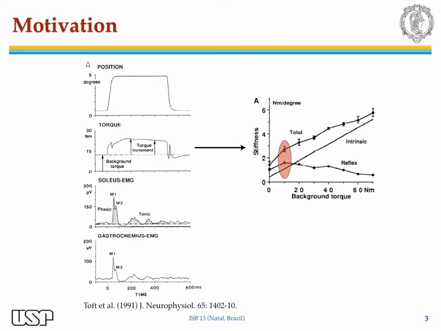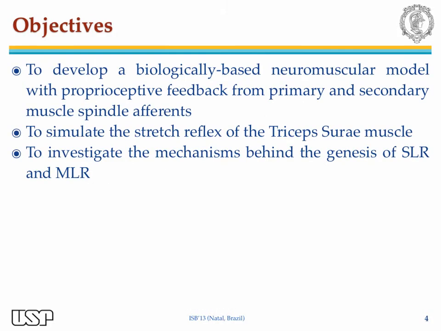The reason is that the stretch reflex is used by the neuromuscular system to regulate the joint stiffness. Specifically for the triceps surae muscle, the regulation of ankle joint stiffness is quite useful for motor tasks such as posture and locomotion. So, the first objective of this study was to develop a biologically based neuromuscular model with proprioceptive feedback from primary and secondary muscle spindle efferents. By using this model, we simulated the stretch reflex of the triceps surae muscle so as to investigate the mechanisms behind the genesis of SLR and MLR.